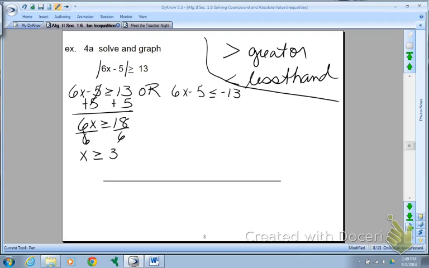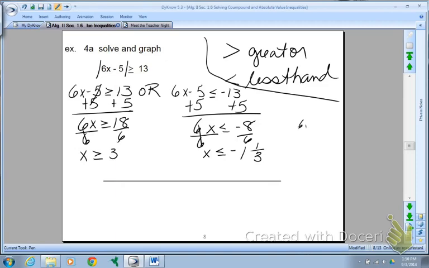Then we're going to solve the other equation, the other side. -8/6 reduces down to what? -1 2/6, which is -1 1/3, right? Because 6 goes into 8, 2 left over, 2/6, it's 1/3. Okay, now we're ready to graph it.